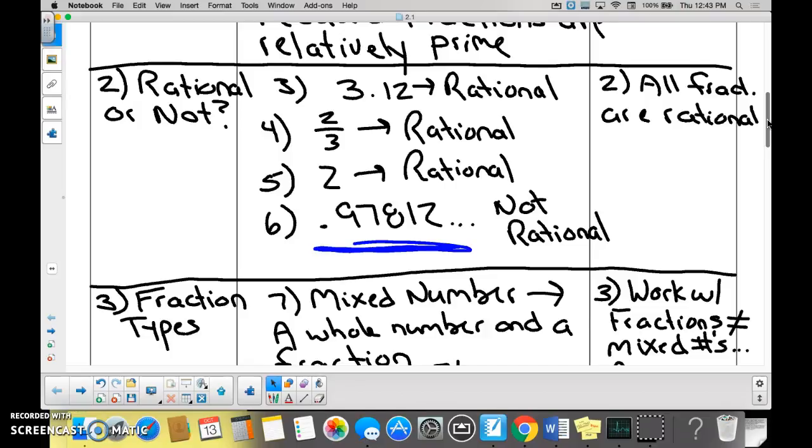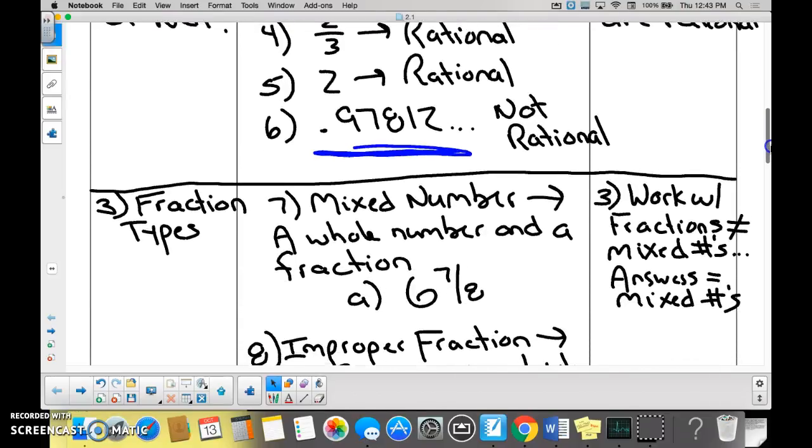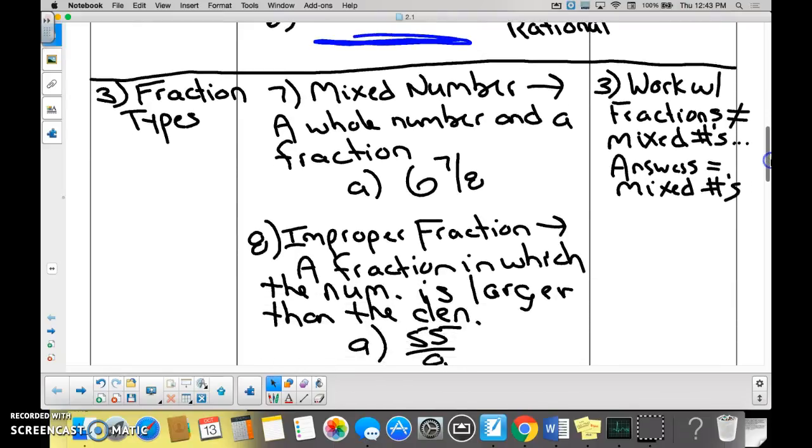Yeah. Awesome. Fraction types, we have mixed numbers and improper fractions. Pop quiz for you, as a class on the count of 3. When you are working with fractions and solving and showing your work, what type, mixed number or improper fraction, are you using when you're showing your work? Which one are you using? 7 or 8 on the count of 3? 1, 2, 3. Improper fraction.